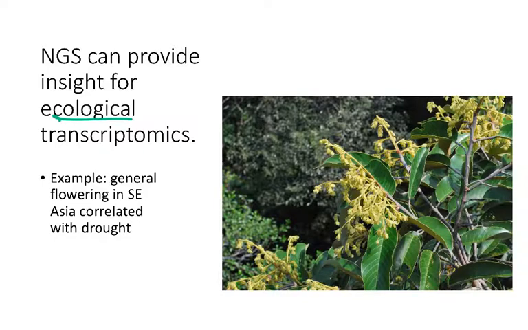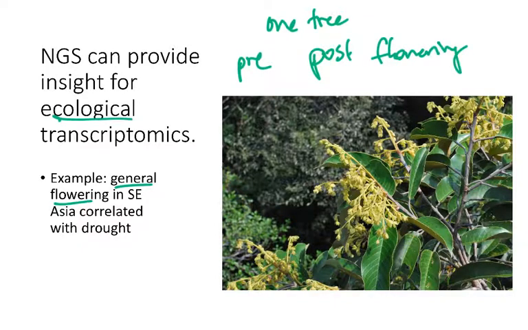And so one example of this, they used high-throughput sequencing to study something called the general flowering phenomenon in Southeast Asia. So what this is, at irregular intervals every so many years, hundreds of species of plants flower at the exact same time, and they didn't know what was causing this. So what they did is they took samples from one tree, both pre and post flowering. And so then with this high throughput sequencing, they were able to see what genes were changing expression in this period here. So what was happening at the genetic level, at the gene expression level, as this flowering was happening.